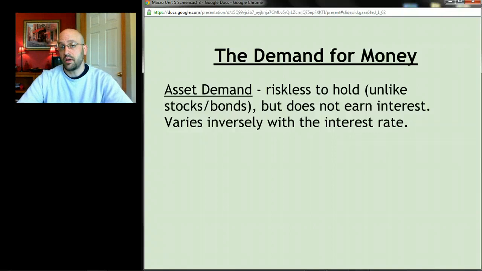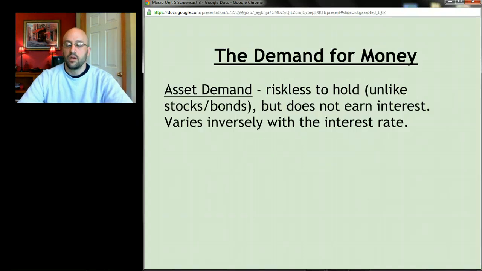The second reason people want money is to hold as an asset. Now, unlike stocks and bonds, money in your pocket doesn't make you any extra money. It doesn't earn any interest, you can't gain anything on it. On the other hand, it's riskless to hold. Stocks and bonds can go down in value, but a dollar in your pocket is always going to be worth a dollar.